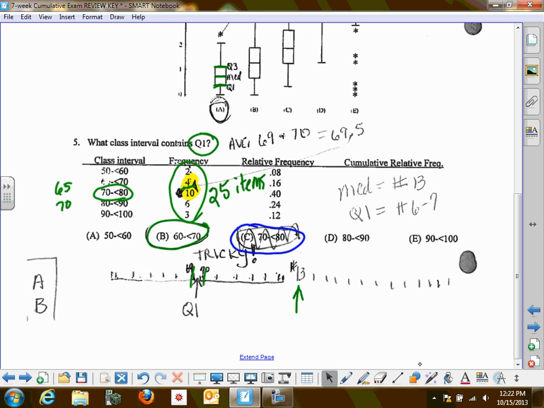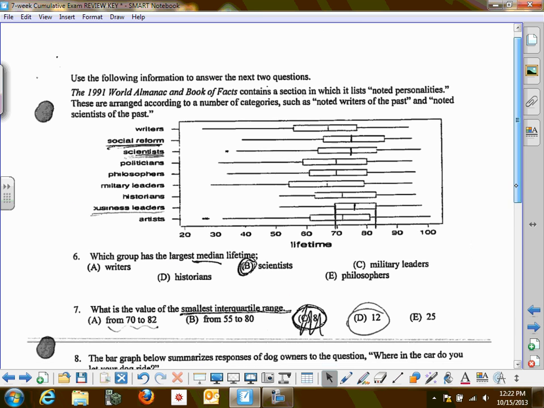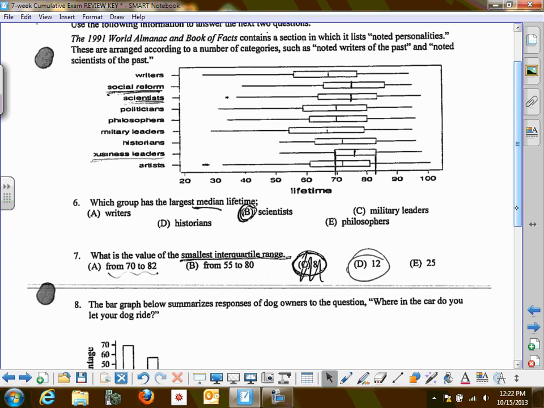Okay, next. Here we're pretty straightforward. Identifying the median. The largest is business leaders, but it's not on there as a choice, so it was scientists.